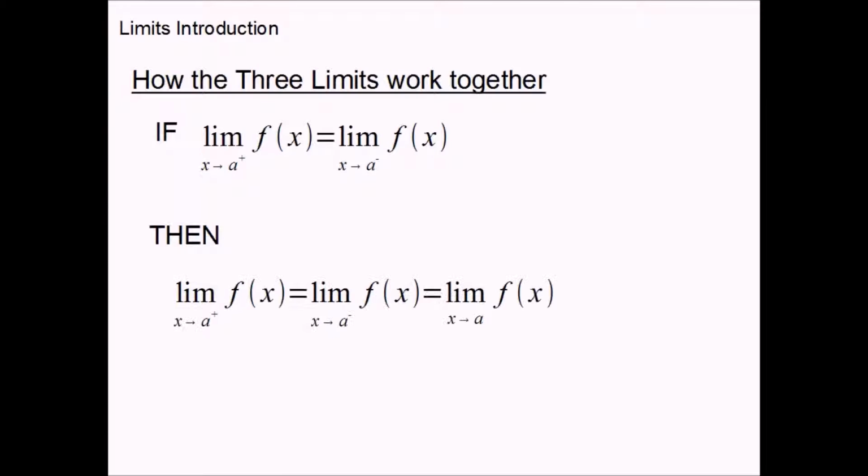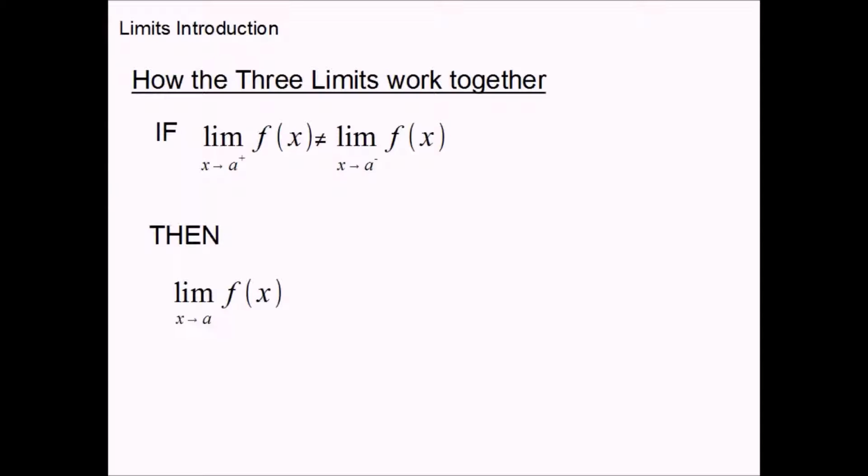These three limits work together. Basically, you have two situations. If your right-hand limit and your left-hand limit equal each other, then all three limits, the two one-sided limits and the two-sided limit, are all the same value. On the other hand, if your one-sided limits do not equal each other, that means that the two-sided limit does not exist, or DNE for short.